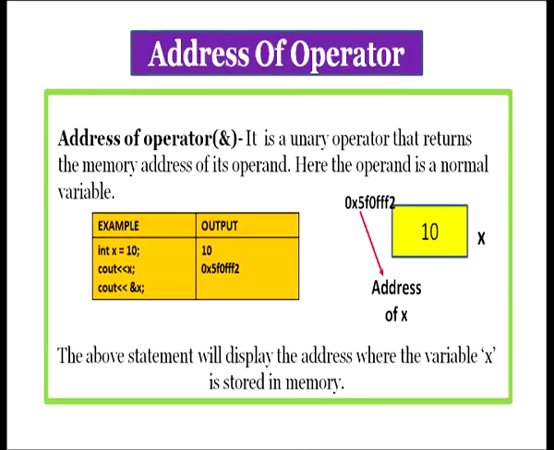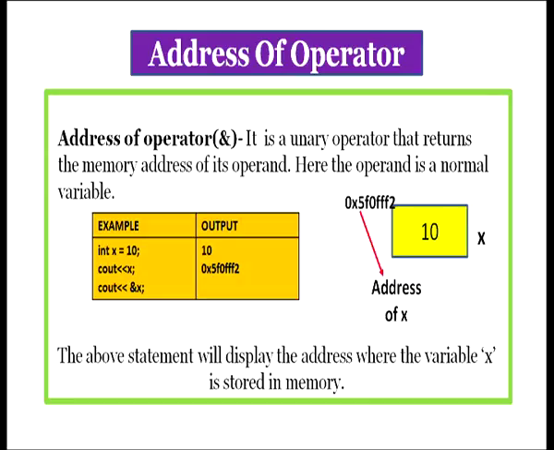Address of operator. This operator is indicated by the symbol ampersand. It is a unary operator that returns the memory address of its operand. Here the operand is a normal variable. So, let us take an example to understand it more clearly.